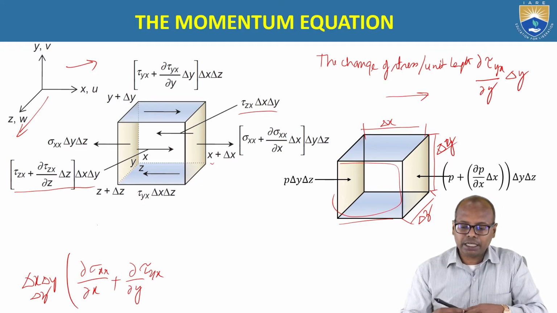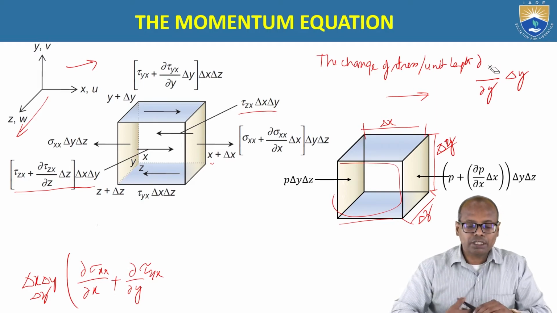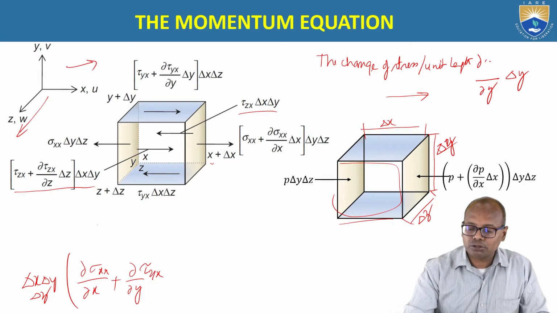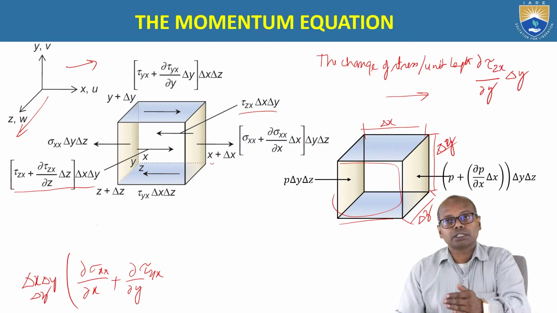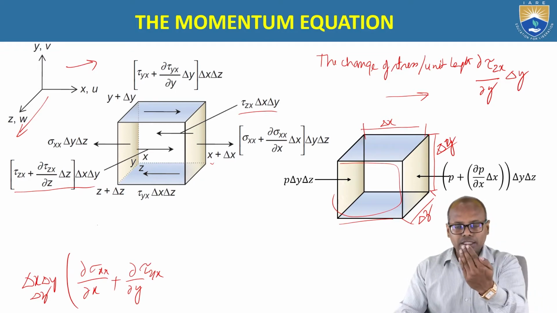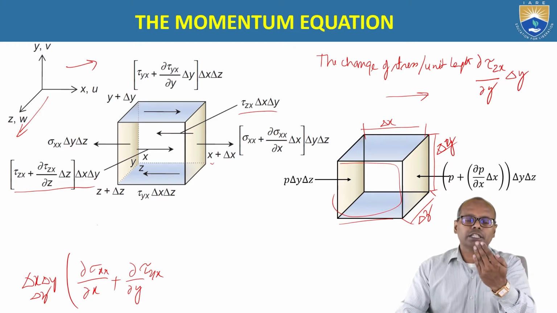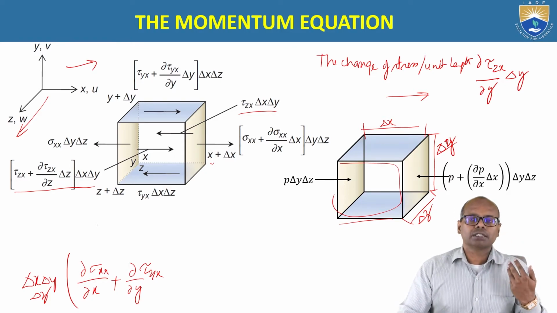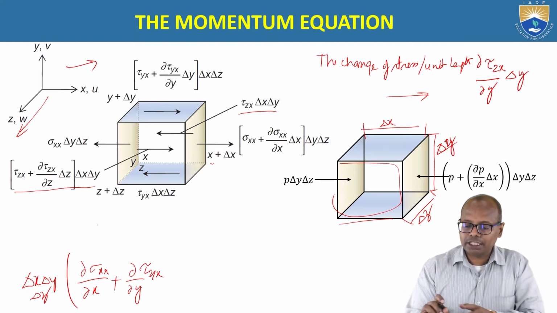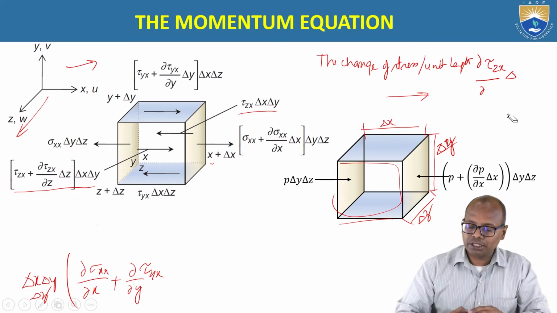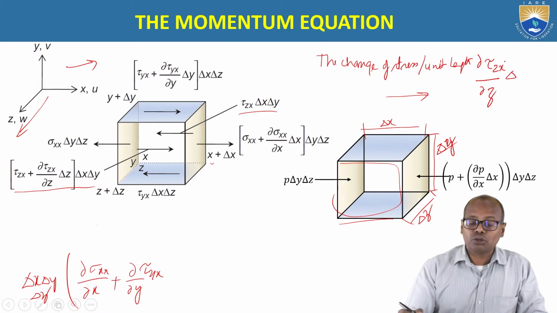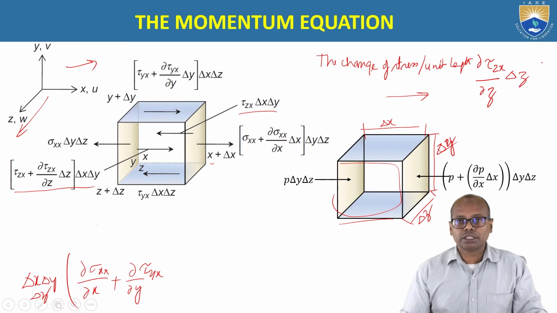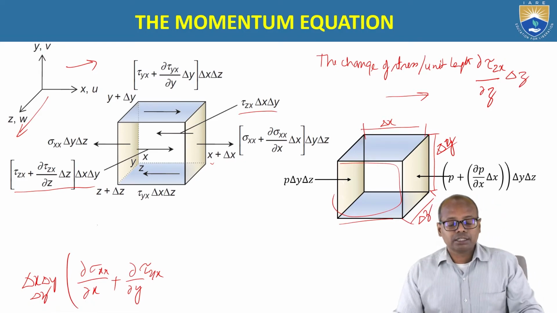Now what is the change? The change is equal to tau zx. So what is this stress? It is acting in x direction but changing in z direction. As the z increases, the shear stress also increases. Now what is the net value here? The change in stress per unit length is dou tau zx by dou z into delta z. So this is the change in the stress.